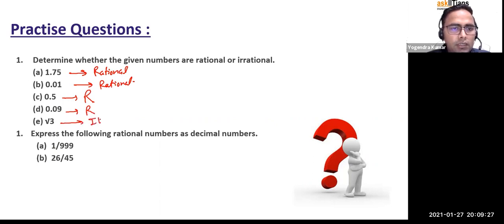This is clearly irrational, because we will not get the decimal form. It will be something like 0.173, then 21, and so on, like that. It will be non-terminating, non-repeating, right? Express the following numbers in the decimal form. Can we do it without long division? No, it cannot be done without long division.